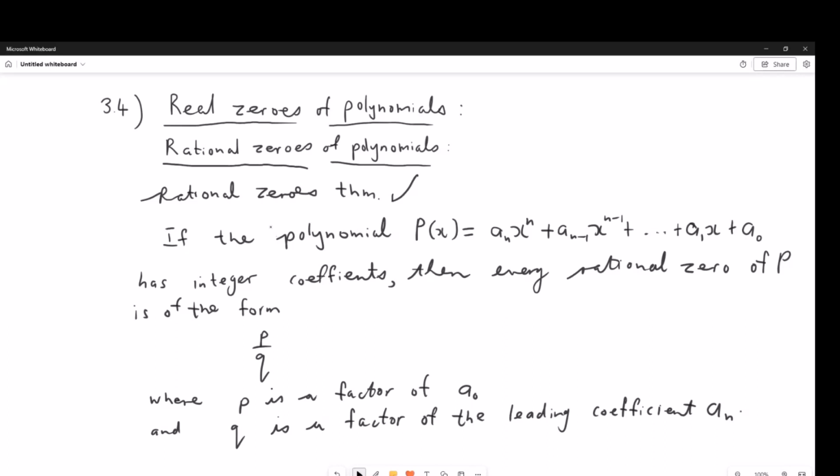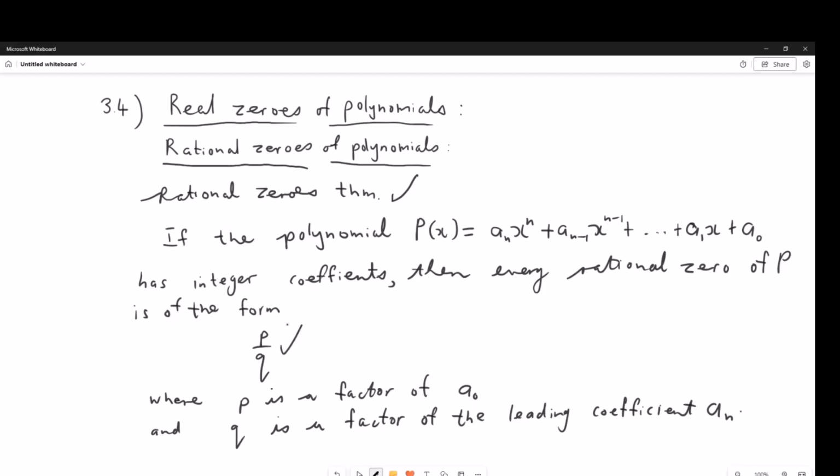In fact, they are integers, okay? So they're whole numbers. They can be negative or positive numbers, right? Whole numbers. So the rational zeros theorem says that if the polynomial p of x is equal to a_n x to the n plus a_(n-1) x to the n minus 1 plus a1x plus a0, if that has integer coefficients, then every rational zero of the polynomial is of this form, p over q, right?